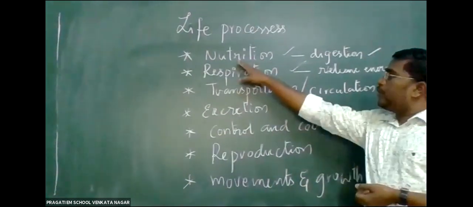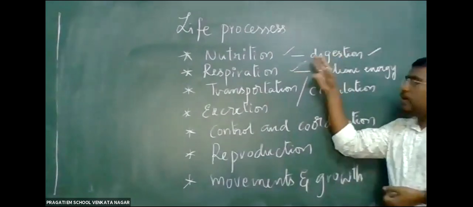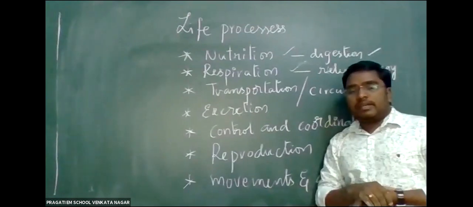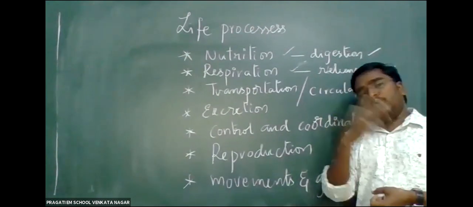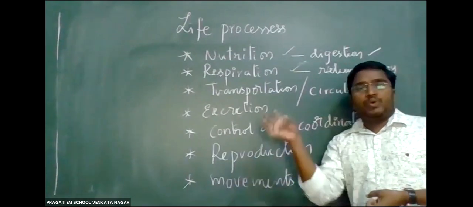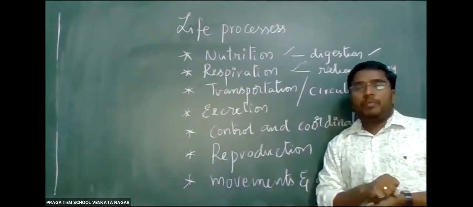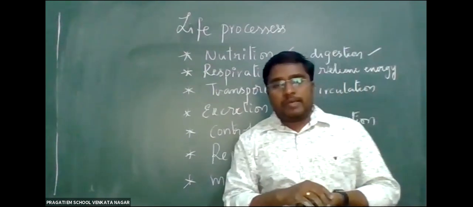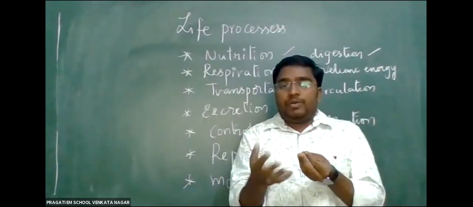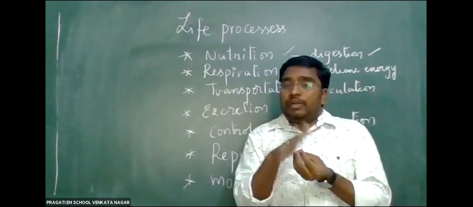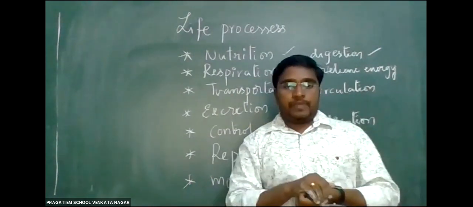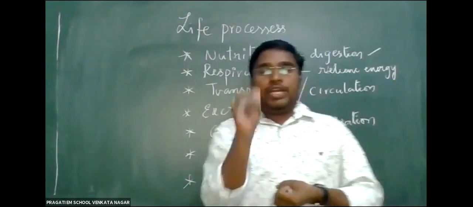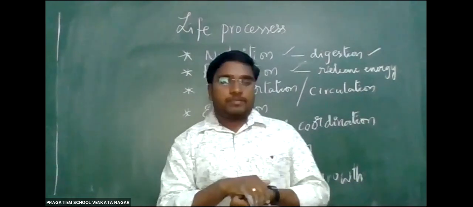So here, during the nutrition and digestion process, we are taking in some organic materials. Those complex organic materials are converted into simpler substances. Those substances are absorbed by the living organism and utilized, then converted into energy. After that, it releases some harmful substances, which need to be removed from the living organism.